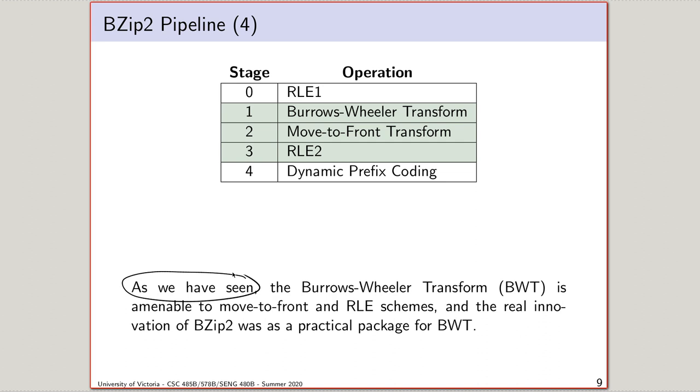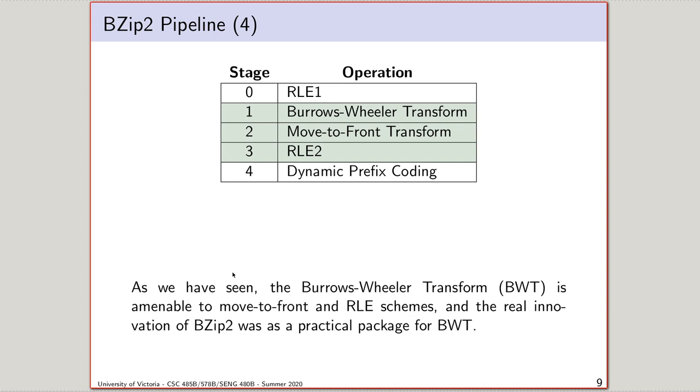So as we have seen, this is saying a little bit too much. The BWT result is full of these sequences of repeated characters. And it says, as we have seen, this is amenable to move to front. We've seen why move to front is helpful when you have RLE, but maybe it's not obvious from the BWT lecture why that is. So the idea is, we know that BWT fits well with an RLE scheme applied after it, because the BWT is going to have a bunch of consecutive identical characters.